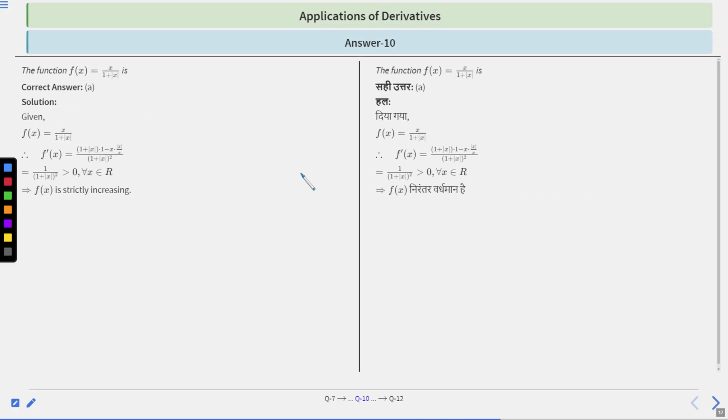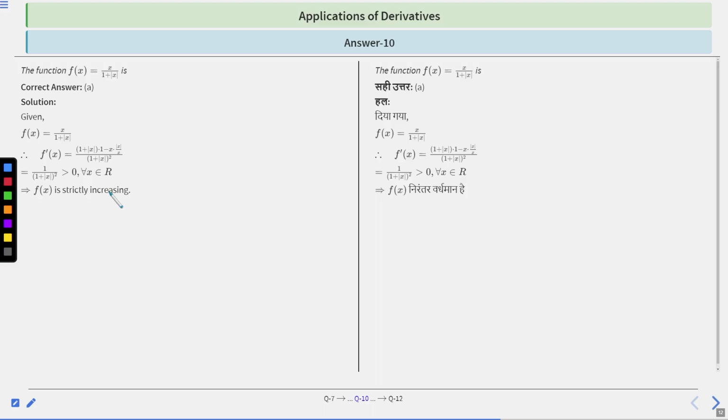Okay, let's move to the solution part C. f(x) is basically x upon 1 plus mod x, right? Now we can calculate f dash x. See, we can apply the quotient rule. First we will keep 1 plus mod x on one side, and differentiate x, which is 1, minus, we will keep x and differentiate 1 plus mod x. See, you have to remember that the differentiation of mod x is basically mod x upon x, right? Clear? So it will be minus of x into mod x upon x, right?